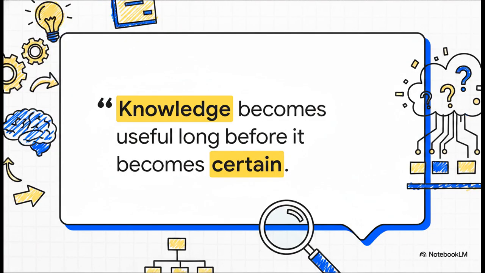Knowledge becomes useful long before it becomes certain. Let that philosophical weight sink in for a second. In our daily lives, and definitely in our data systems, we rarely have the luxury of absolute 100% certainty before we have to make a call or take action. We act on useful knowledge all the time. But that raises a massive question for the information age. If the knowledge isn't entirely certain, what actually makes it useful?